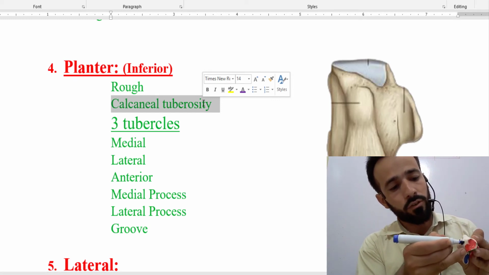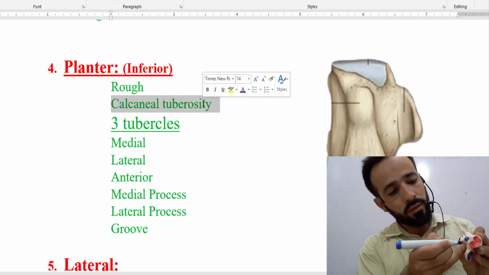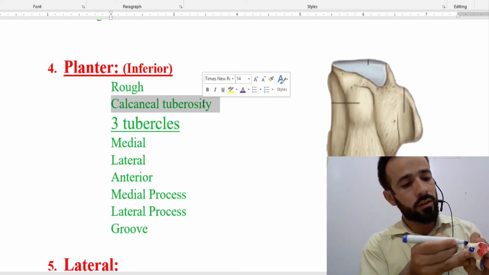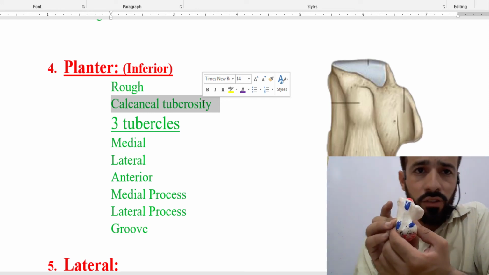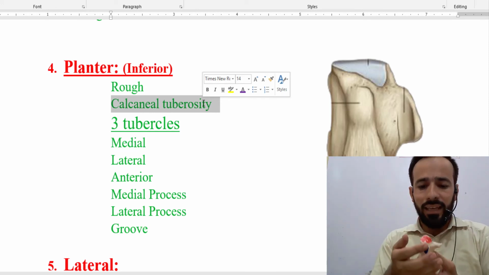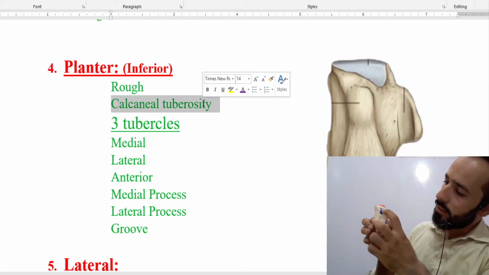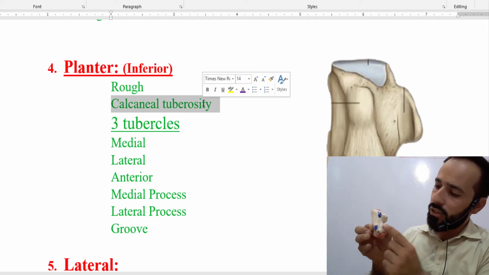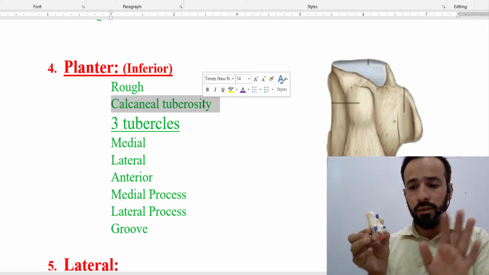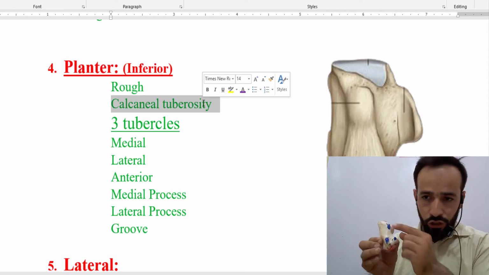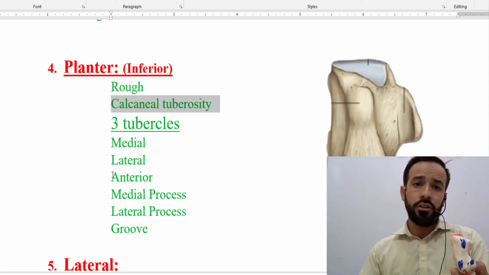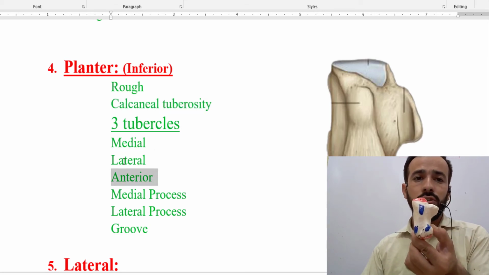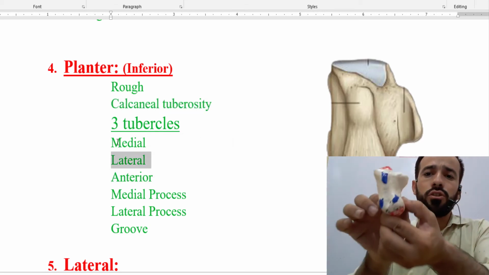Here is a tuberosity, here is a tuberosity, and here is another tuberosity. So we say there are three tubercles or tuberosities there. And what are those? There is an anterior tuberosity, the medial, and the lateral. That's so simple. We have here the anterior, then the lateral tubercle, and then the medial tubercle, you can see here.